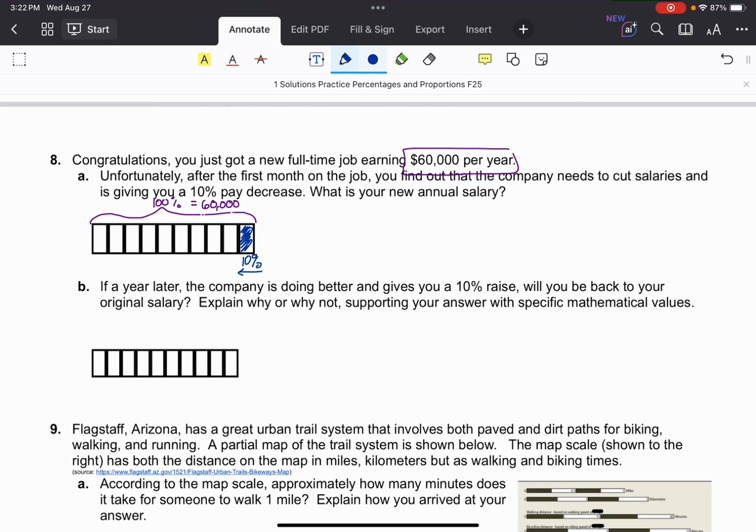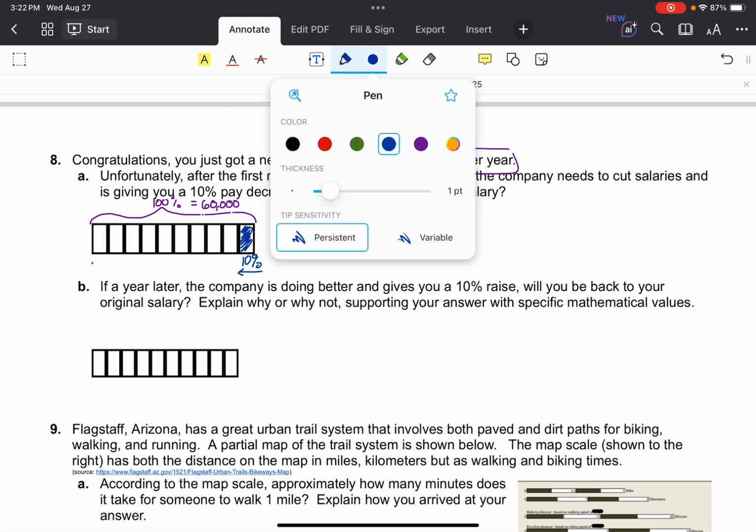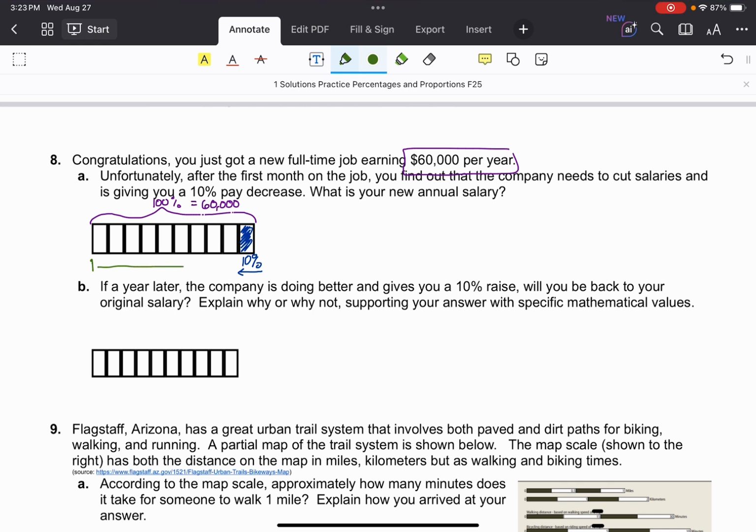There are two different ways we can think of this. We can think of this as a 10% decrease of 60,000, or I could think about what I'm keeping, the rest of the salary that is staying on. Let's first start with that 10% decrease. I'm losing 10% of my salary. How much money am I losing? Remember with percents, that's 10 out of 100. I'm losing 10% of 60,000, which would be $6,000. That's the pay decrease.